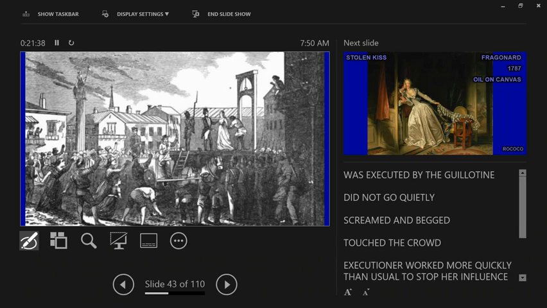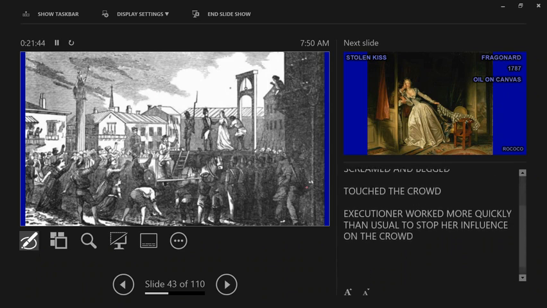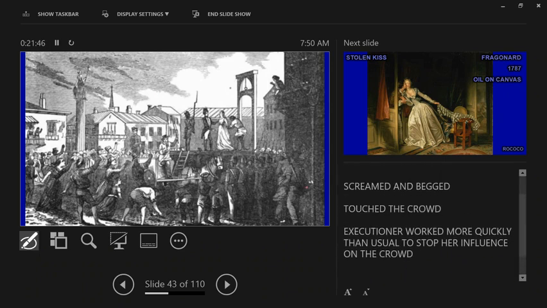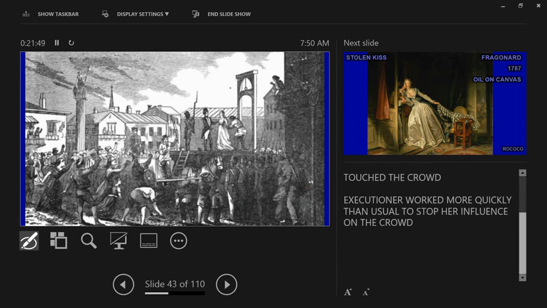And it was said that on her way to the guillotine, she did not go quietly. She screamed and begged, and her screams and begging were so intense that the crowd began to feel sympathy for her, and the executioner worked more quickly than usual to stop her influence on the crowd. So she had her head cut off.